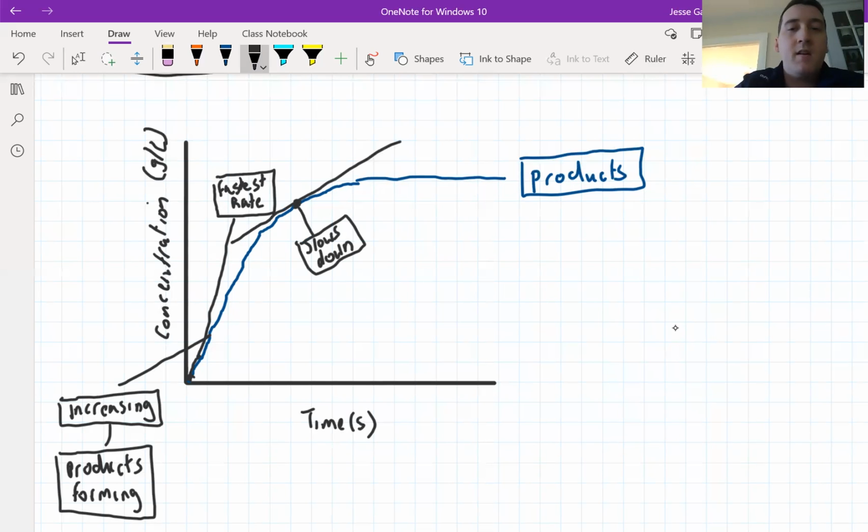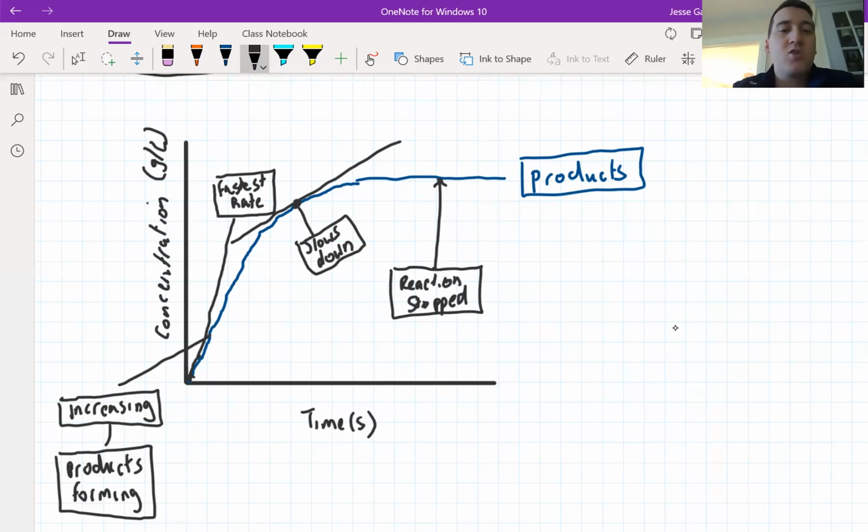Here you can see that the concentration isn't increasing at all anymore, which tells me that the reaction has stopped. It's made all the product that it's going to make. It's not going up anymore. So the reaction now has stopped. The graph has leveled off.